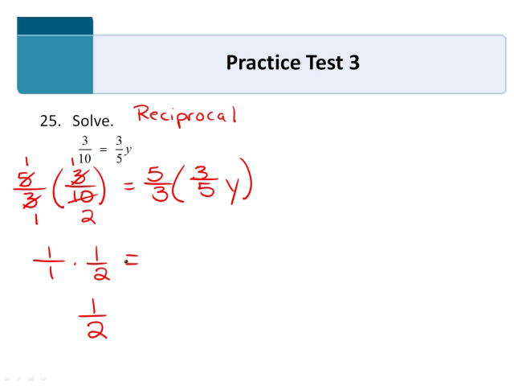Now look at the right-hand side. The 5's cancel to 1's. The 3's cancel to 1's also. That's a 1. And you're just left with y. So the answer is y equals 1/2.